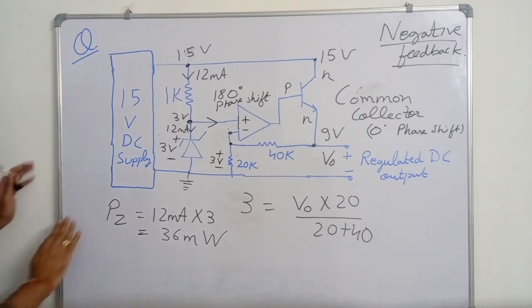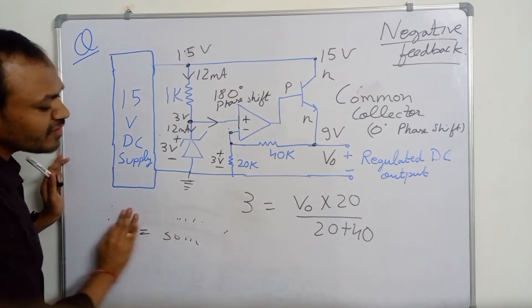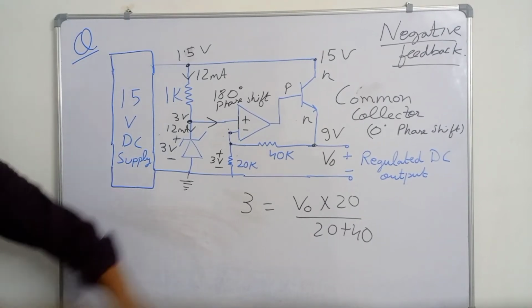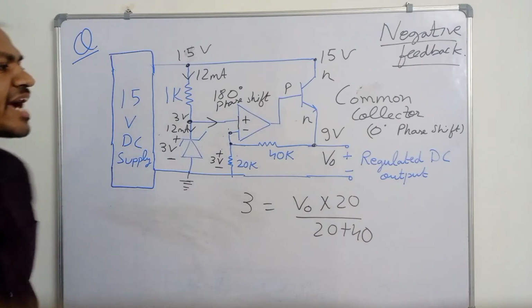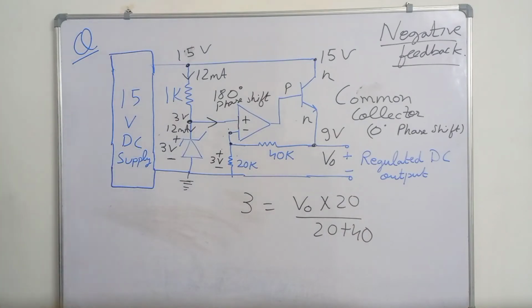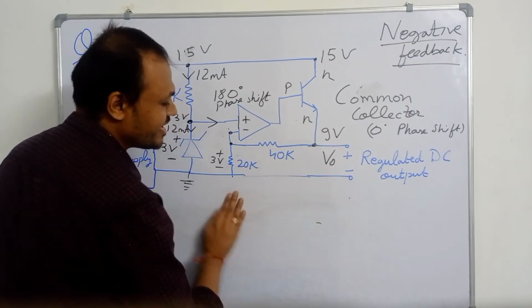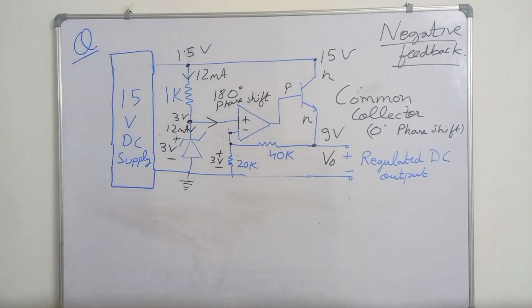Now, suppose we want to find the power dissipated by the transistor. We have already got the output V naught equal to 9 volt, but we are analyzing the circuit further. Suppose we want to find the power dissipated by the transistor. So we will have to find the collector current.